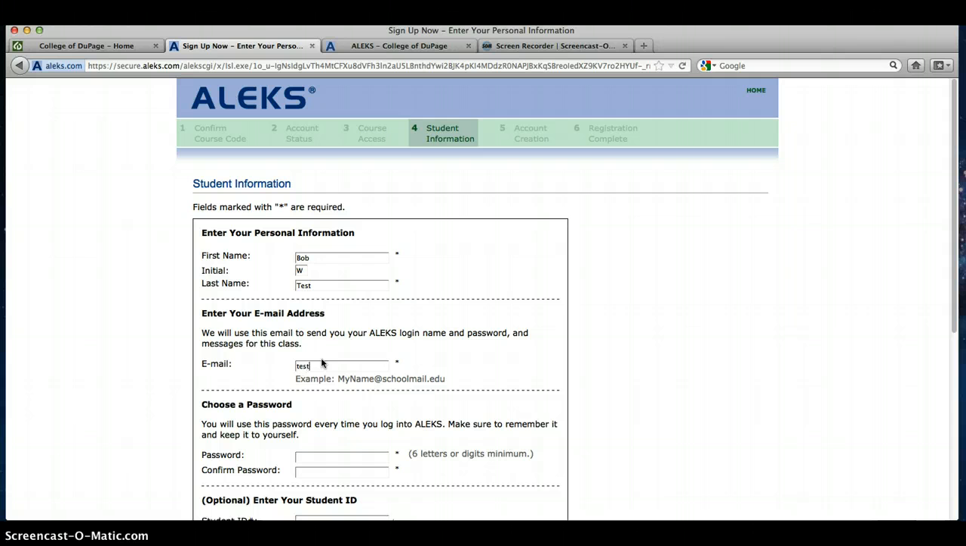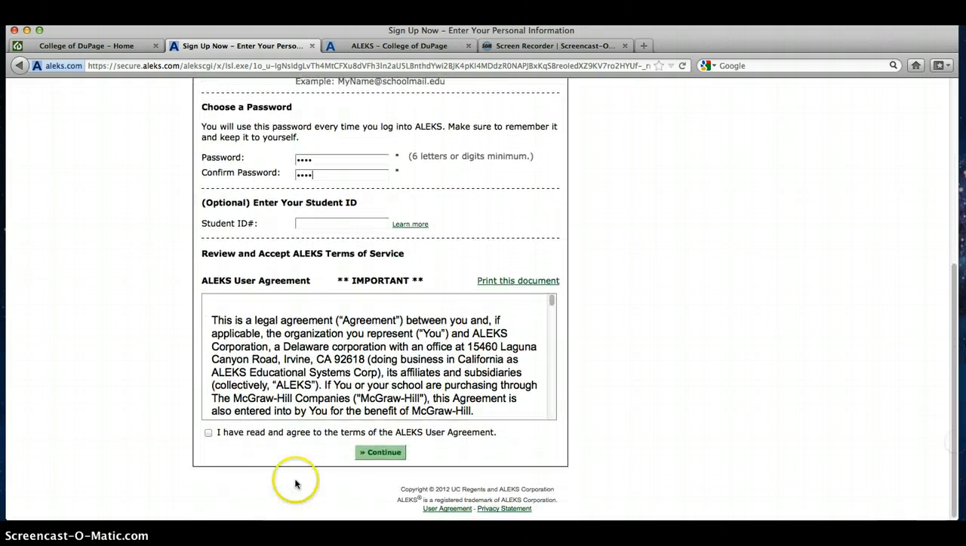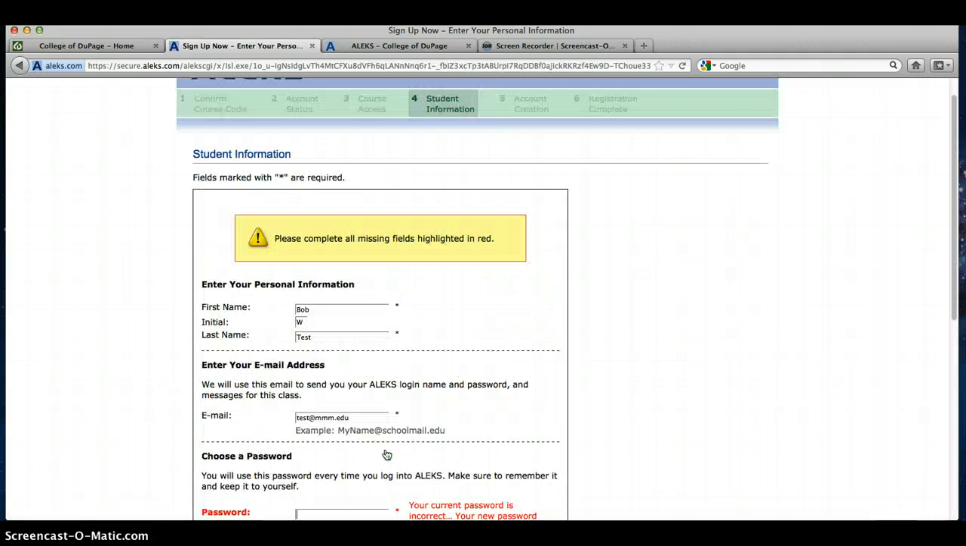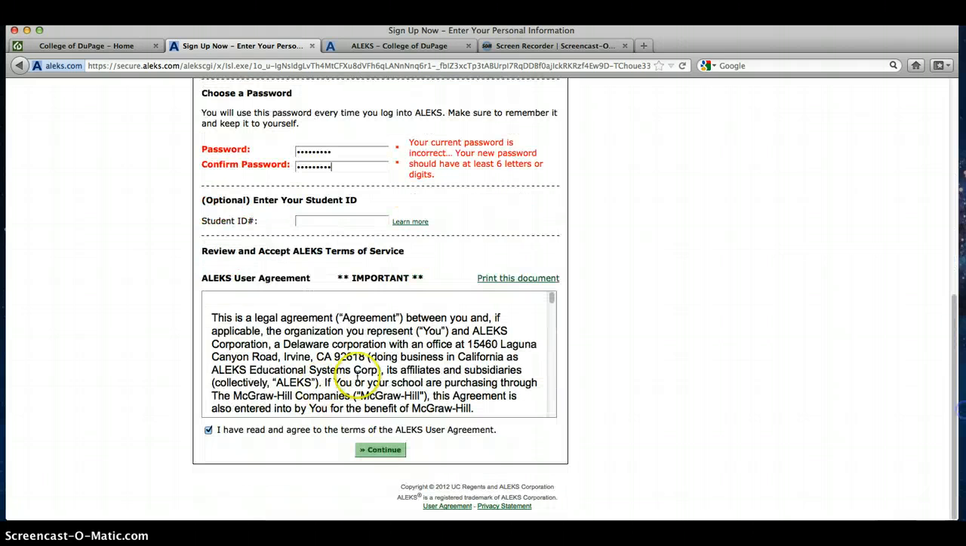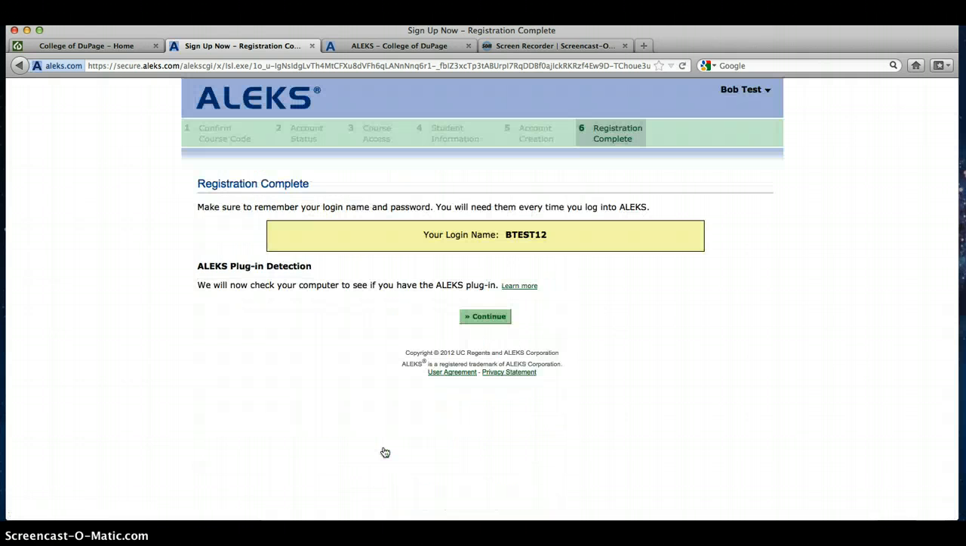Okay, some kind of a password. And of course, I have read and accept the terms of the ALEKS agreement. And apparently I've missed something. Should have at least 6 letters. And we'll go with a better password. And hopefully that'll work now. Okay, so that's my login. My login is btest12.